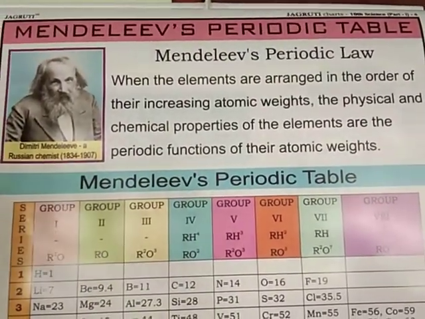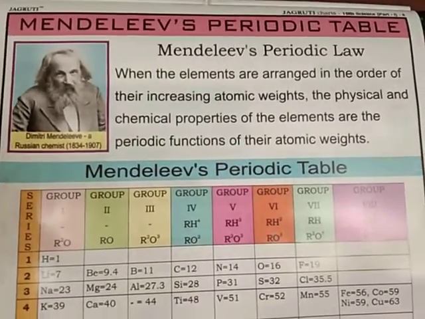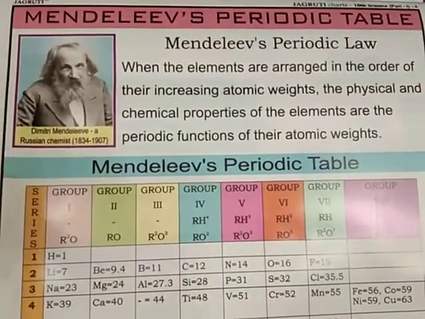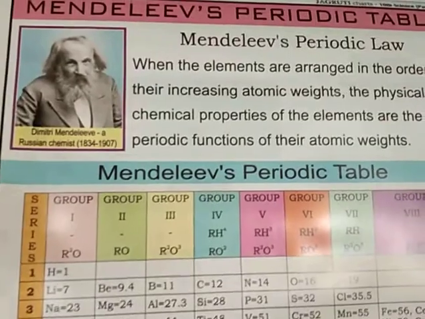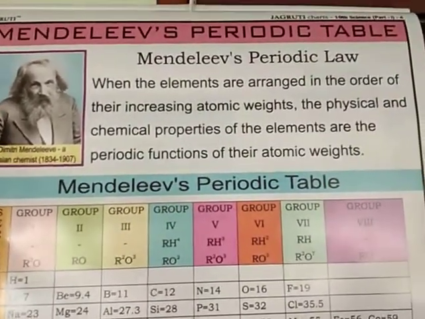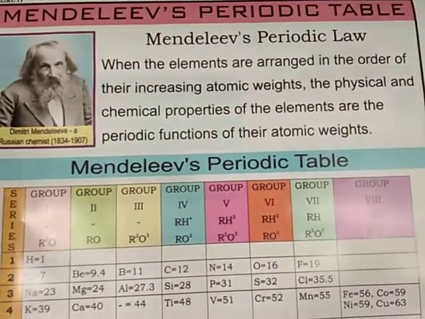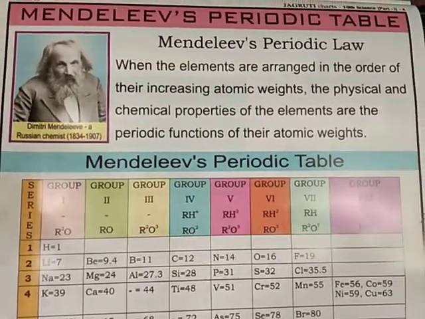Mendeleev's periodic table. Mendeleev's periodic law. Dmitri Mendeleev, Russian chemist. Okay. When elements are arranged in the order of their increasing atomic weights, the physical and chemical properties of elements are a periodic function of their atomic weights.